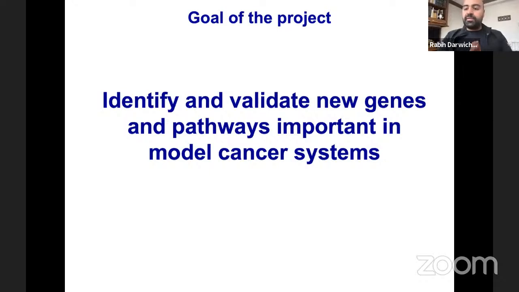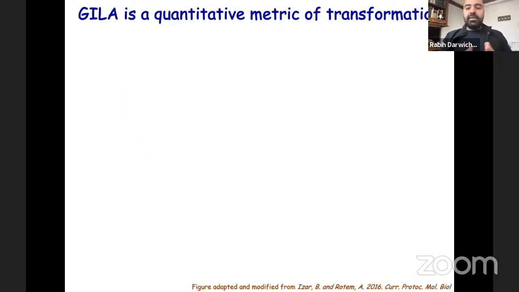So I was looking to find a new method of provoking transformation, with the big goal to identify and validate important genes and pathways in the model of cancer system. And for that, I needed to find a new way. The idea was to induce transformation by adding extrinsic molecules to the cells and to try to mimic the tumor microenvironment in a more accurate way.